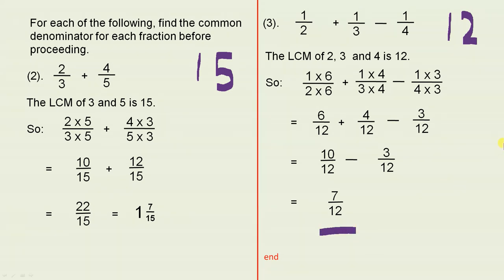So this video has shown us a straightforward process for adding or subtracting fractions that have different denominators. The important thing is to find the common denominator, and it will be the lowest common multiple of the denominators in the sum. In the original sum, if there are 2, 3 or more denominators, it will be the lowest common multiple of those denominators.